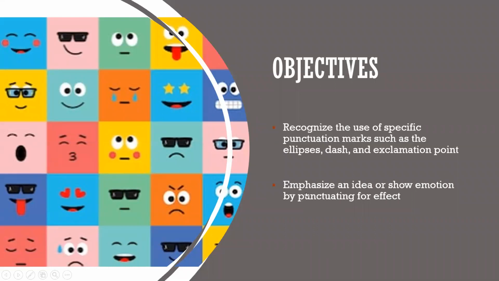Second, the objective is how do we emphasize an idea or show emotion by punctuating for effect? When you say emphasize an idea, how do we focus on a certain type of idea in our statements? Okay, so let's begin.